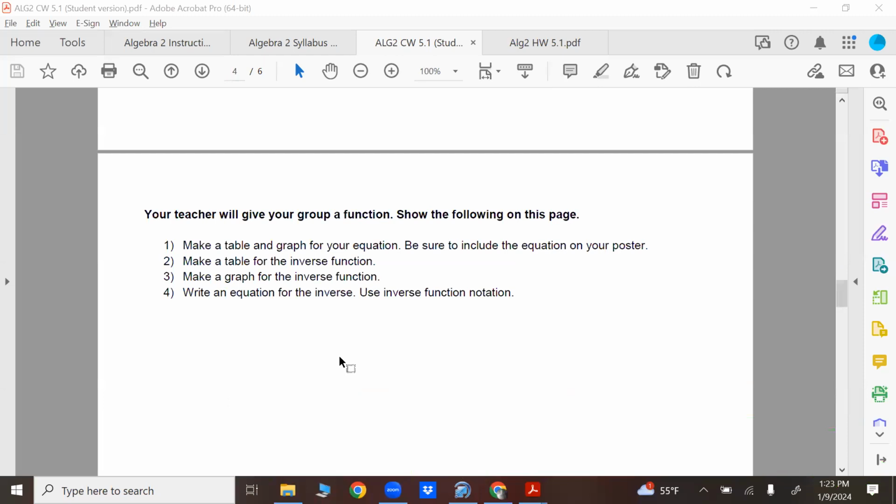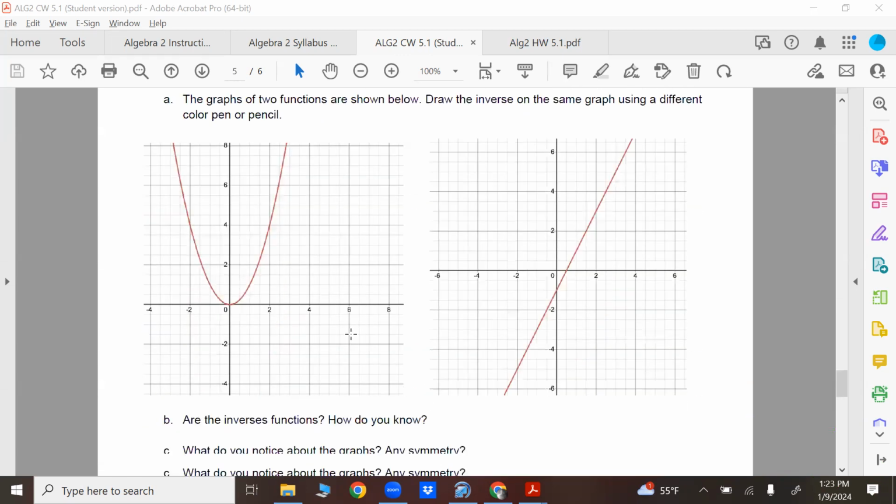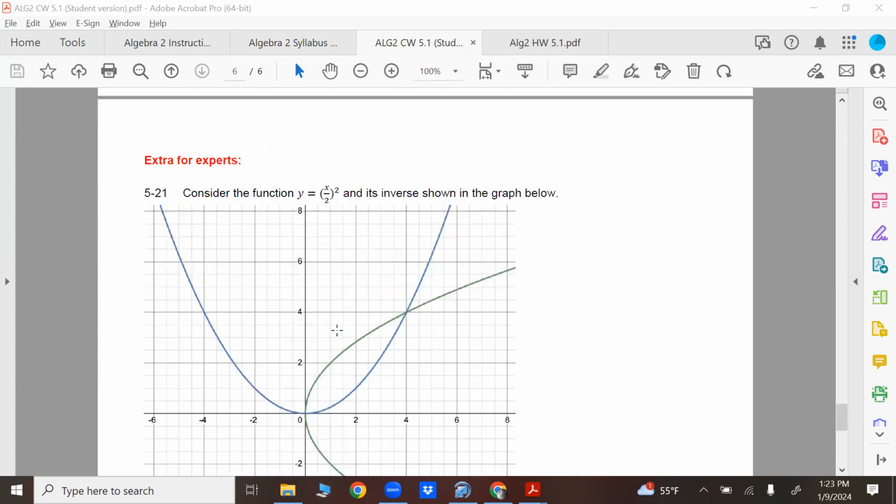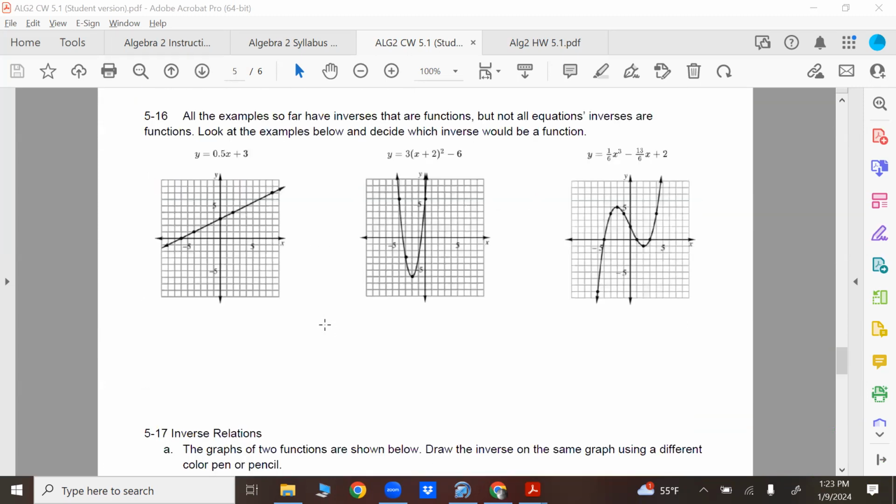Let's not worry about this activity. We'll forego it. I think you guys get the idea now. So let's just do a couple more examples. I'm not going to do the one extra for experts. That's if you guys want to try that. Go ahead. But let's look at 5-16 really quickly here. And 5-17, you guys can start the homework.